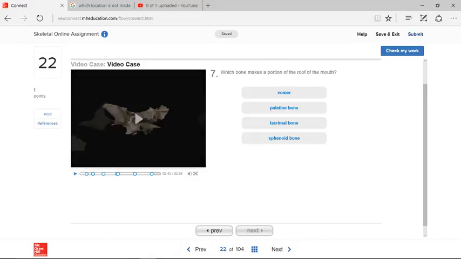That bone looks sharp. Which bone makes a portion of the roof of the mouth? That is a palatal bone. The palatal bone is also the hard palate, you know. Use your tongue right now and go to the roof of your mouth. How hard is it? Pretty hard, right? Your tongue can't go through that. So palatal bone it is.